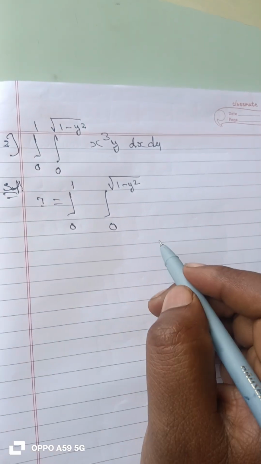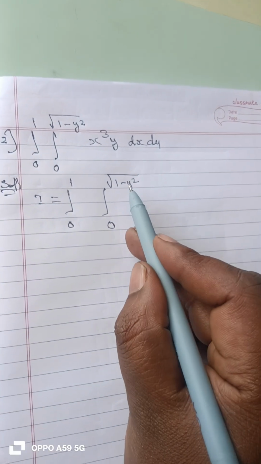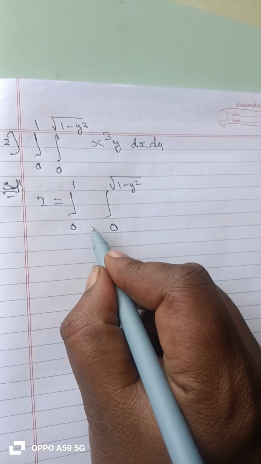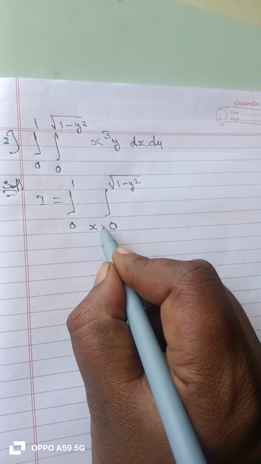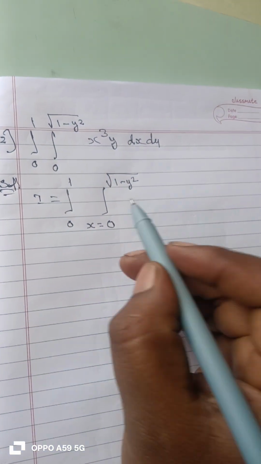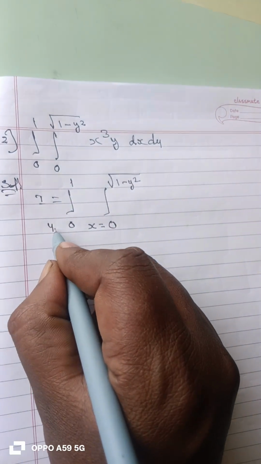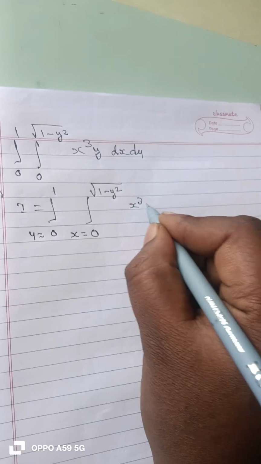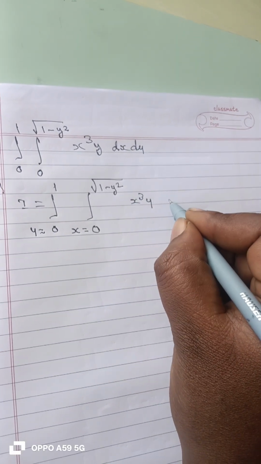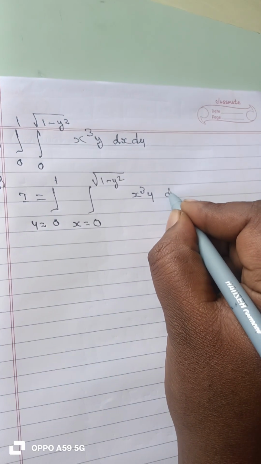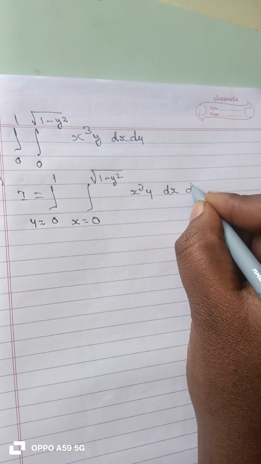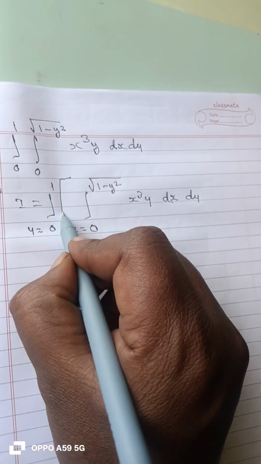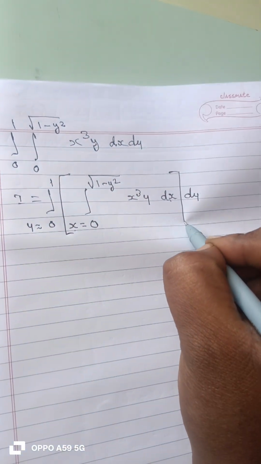In this limit you can observe they are giving a y variable in these limits. So a y variable means it indirectly indicates that this is the x limits. This is the x limits, and the other will become the y limits. And the function is x cube y, this is, let me write dx dy. You can observe here they are giving the x limit, so let me write the first as dx.